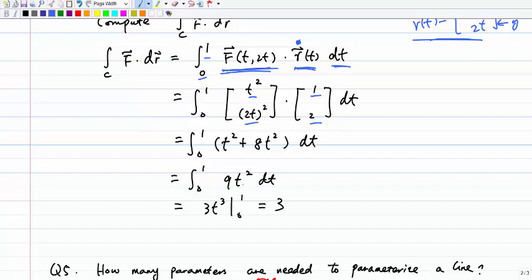So the integration of 9t squared over t is 3t cubed. From 0 to 1 just gives us 3. Okay, so this is question number 4.